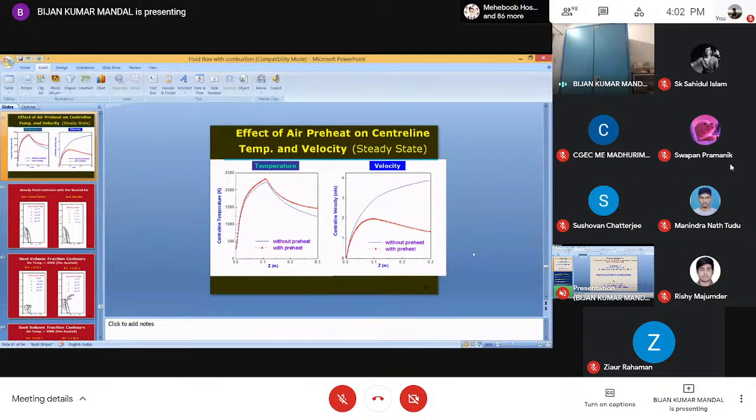And that will give you another thing. That means things remain for a longer time inside the combustion chamber. As the velocity is less, the residence time will be more, and that will create a favorable condition for soot formation. That is why soot formation will be more in the case of preheated air, when you use preheated air instead of this.